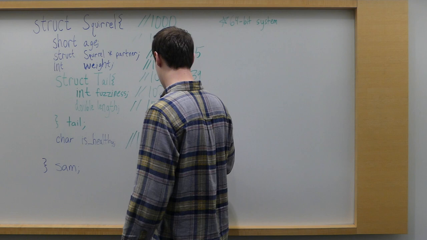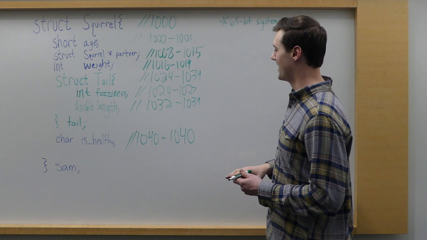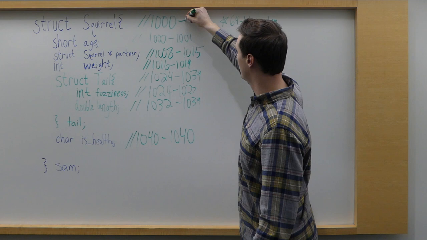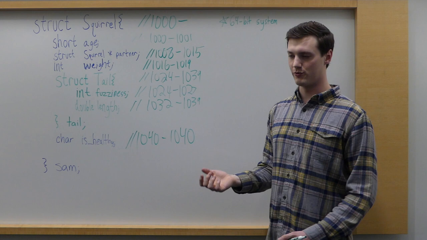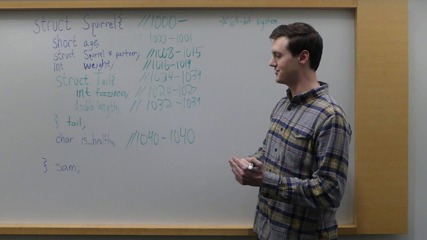Okay, and then the last thing we need to do is figure out what is the total size of this struct squirrel. So right now, we have that struct squirrel starts at 1000, and we go all the way up to address 1041. And so that means that right now, the size of the struct is 41 bytes. So currently, this does not fulfill our third rule that the struct needs to be a total size that is divisible by the size of its largest primitive type.